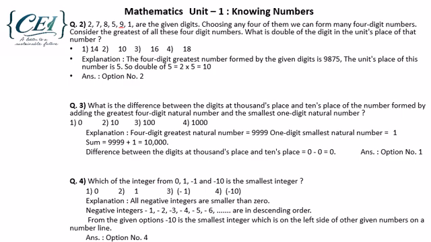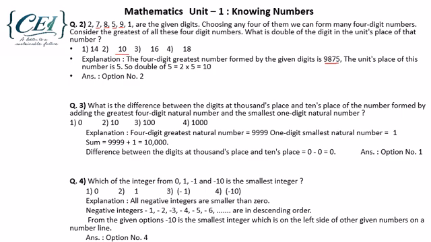Then which is the greatest smaller than 9? It is 8. Then smaller than 8, it is 7. Then 5. So the greatest 4-digit number that can be formed is 9875. The unit place of this number is 5. So double of 5 is 10. So the answer is 10.